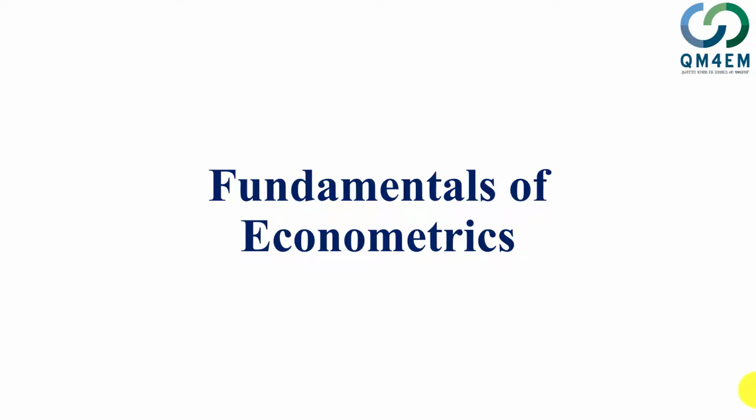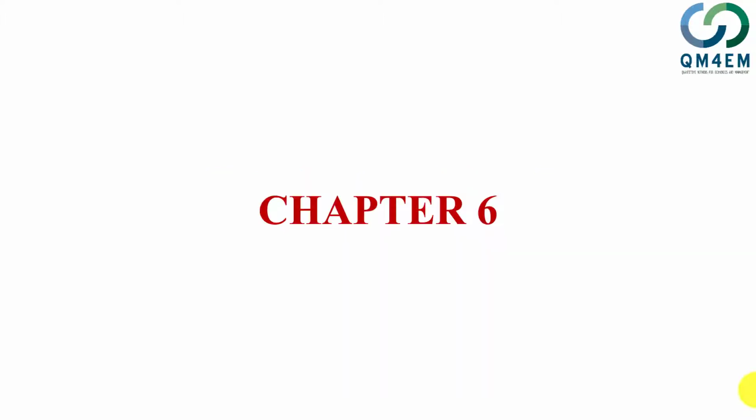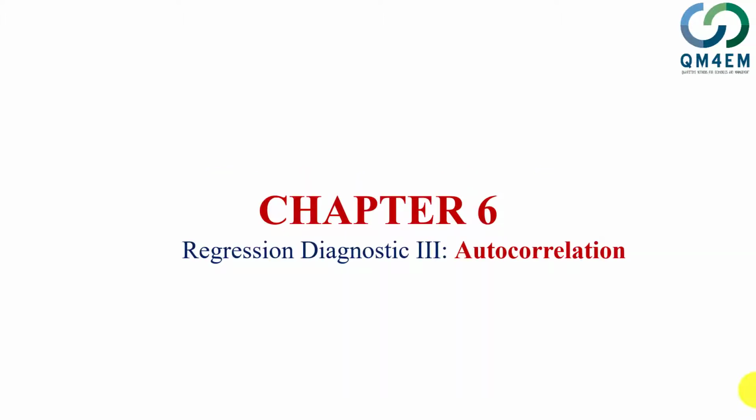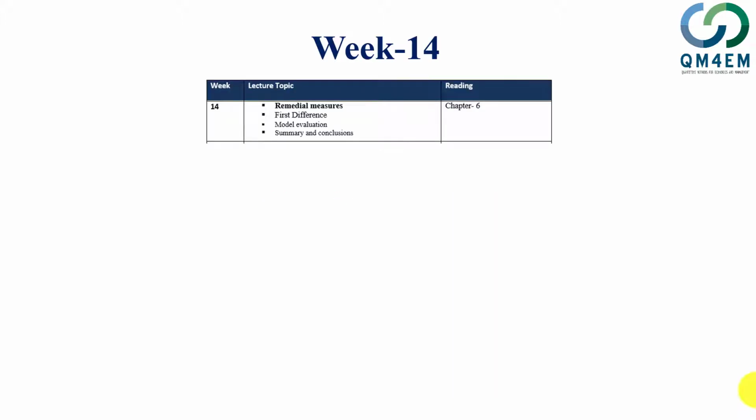Welcome everyone to week 14, lecture number 1 on fundamentals of econometrics, the undergrad course. We are in chapter 6 and we were discussing autocorrelation, regression diagnostics part 3 of Econometrics by Example by Gujarati. Week 14 is based on remedial measures for autocorrelation, namely the first difference, and then we are going to talk about model evaluation and we are going to summarize and conclude this chapter.